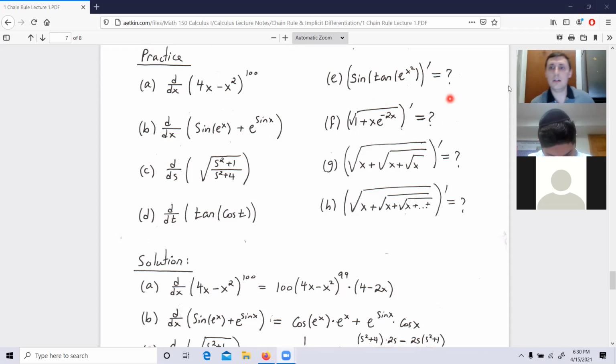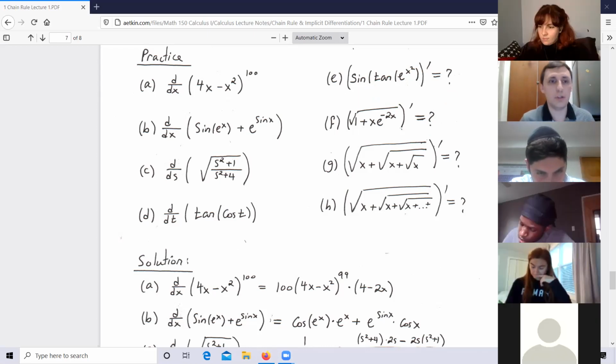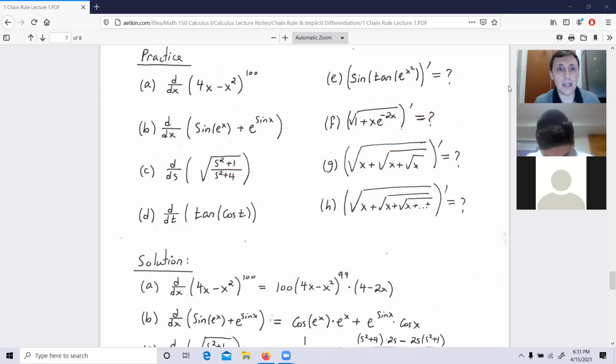Okay. This one is not too bad. Yes, guys, a bit annoying to even type. But let's write it down. So a derivative of b is cosine of e to the x times e to the x plus e to the sine x times cosine x. Good. Okay, so we're done with b.